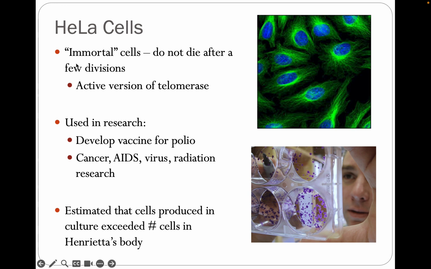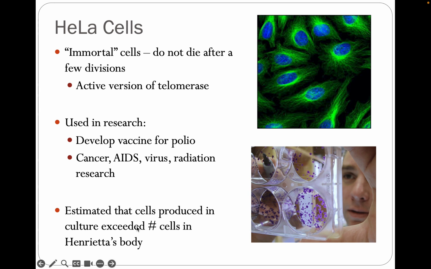Now, what makes these cells so special is that they're immortal. These cells don't die after a few cell divisions. They have an active version of the enzyme telomerase. And they've been used in research to do incredible things. The vaccine for polio was developed using Henrietta Lacks cells. Cancer, AIDS, virus, and radiation research have all benefited from the use of the HeLa cell line.